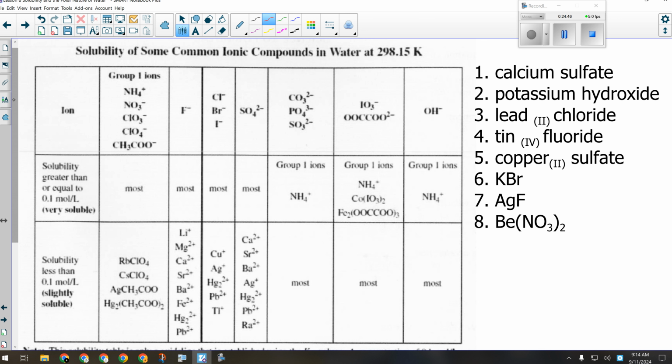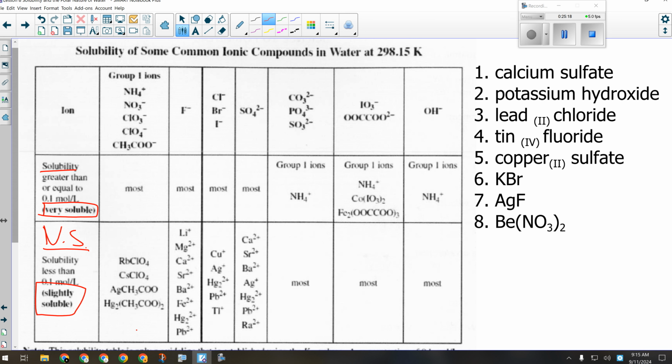If I find the positively charged part, the metal, in the second row, then that's very soluble. That thing would dissolve very easily. If I find it in the third row, the bottom row, the chart says slightly soluble, but we basically say not soluble. So this row soluble, this row not soluble. I'm going to show you how that works.